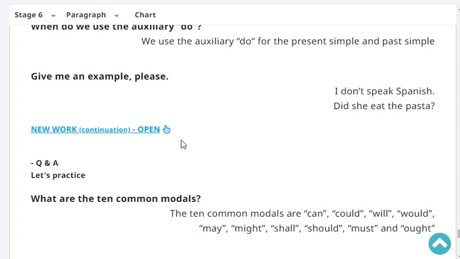No. Oh no, not that. That's the answer. Did she eat the pasta? Okay, repeat. Did she eat the pasta? Very good. That's one use of the auxiliary verb do. Past tense of do is did.